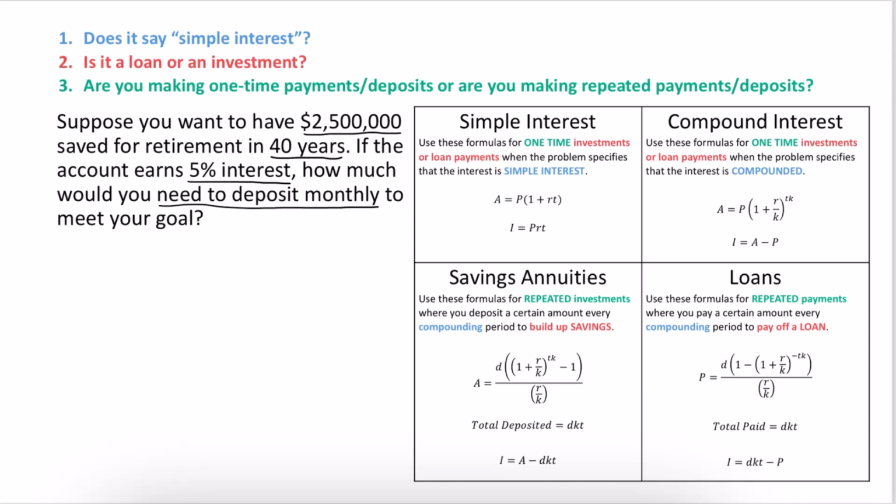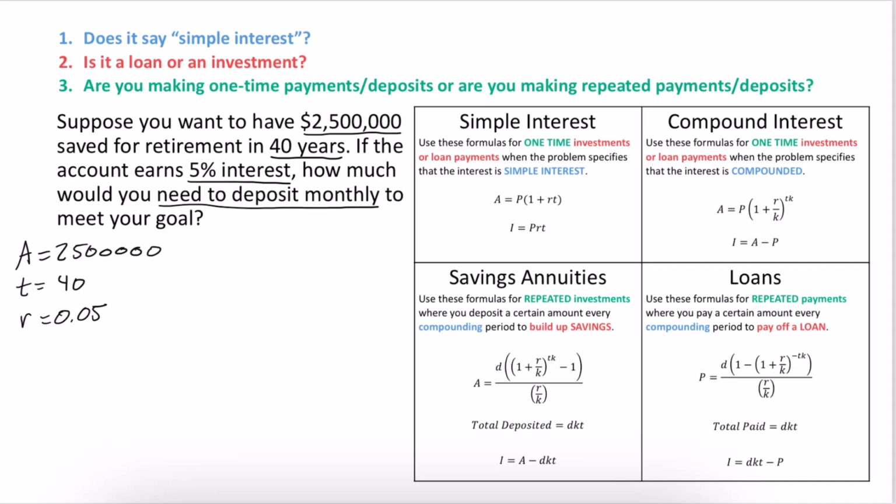Okay, so the 2.5 million is the amount I want to have saved for retirement in 40 years. So that means that's my ending amount, or A. So I can identify that. And then the amount of time that I'm saving this for is 40 years, so that's T. And then the interest rate, or R, is 5%, which written as a decimal is 0.05.